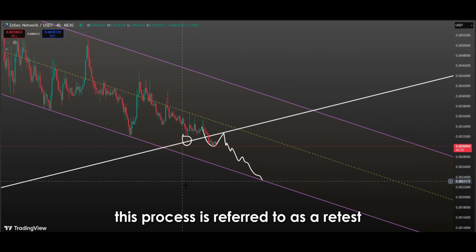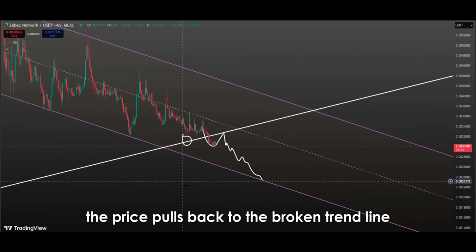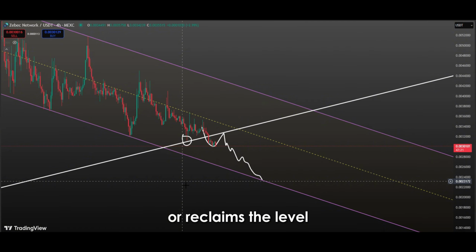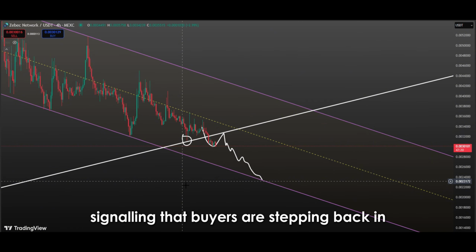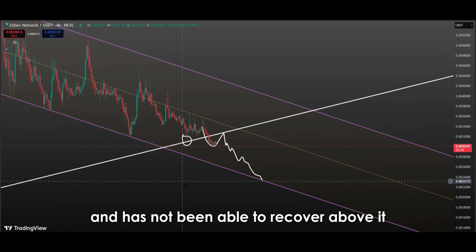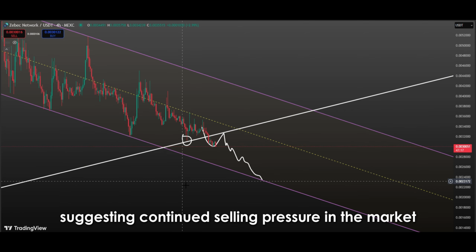This process is referred to as a retest in technical analysis. During a retest, the price pulls back to the broken trend line and either gets rejected, confirming resistance, or reclaims the level, signaling that buyers are stepping back in. In the current case, the price remains below this trend line and has not been able to recover above it, suggesting continued selling pressure in the market.